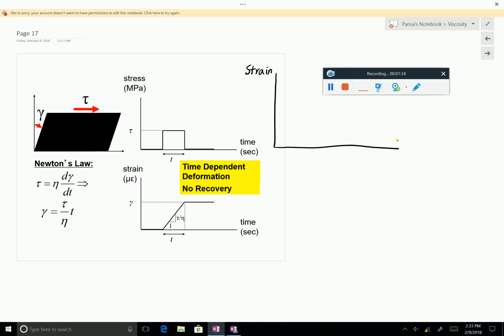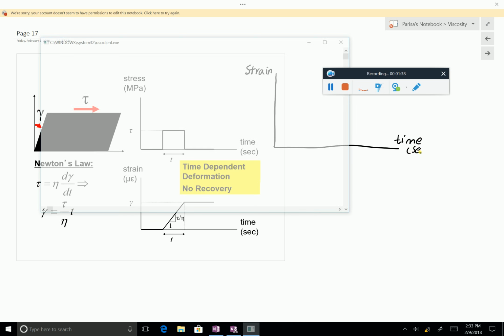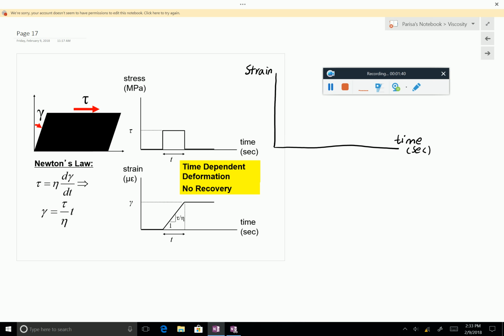Just take 30 seconds and remind yourself what would be a strain versus time for this stress diagram if the material was linear elastic.